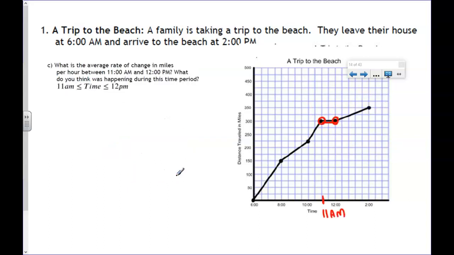In C, what we're asked to do is look at between 11 a.m. and 12 p.m. And we are looking at what are we doing vertically over what we are doing horizontally. So in this case, it appears that I'm not going up at all. So we're going to say, hey, there is no change vertically. And it appears that it was 1 hour that I traveled horizontally. So it appears that in this time period, for various reasons, and I don't know why, we went 0 miles per hour.